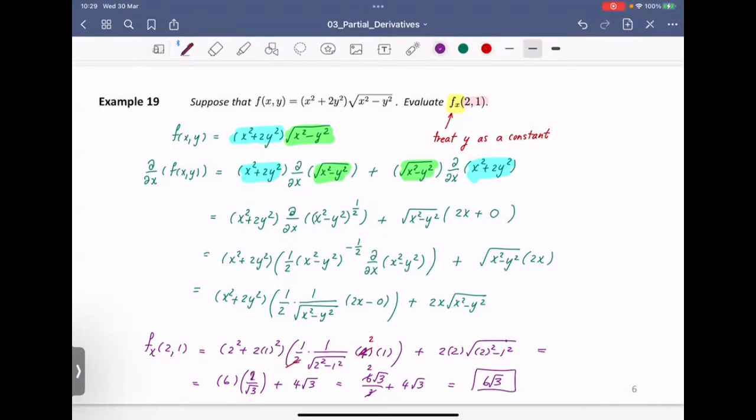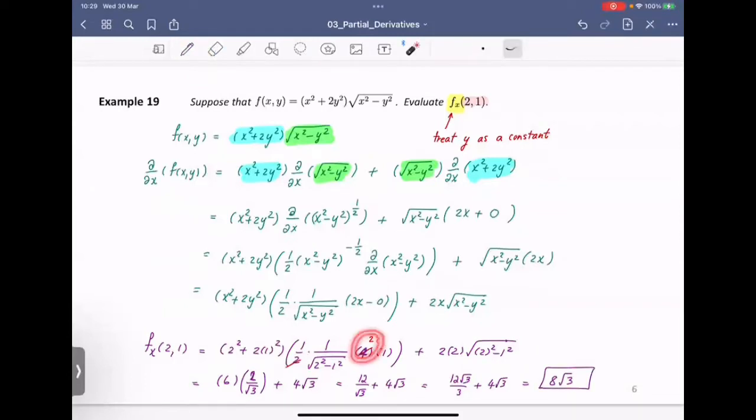So let me fix my answer first, and that is 12. Sorry. That is 12 over square root 3 plus 4 over square root 3, and that is 12 square root 3 over 3 plus 4 square root 3, and that is 8 square root 3. All right, good. Now, sorry, I messed up here because this is 2x, so you have to plug in 2, and then you get 4 over there.